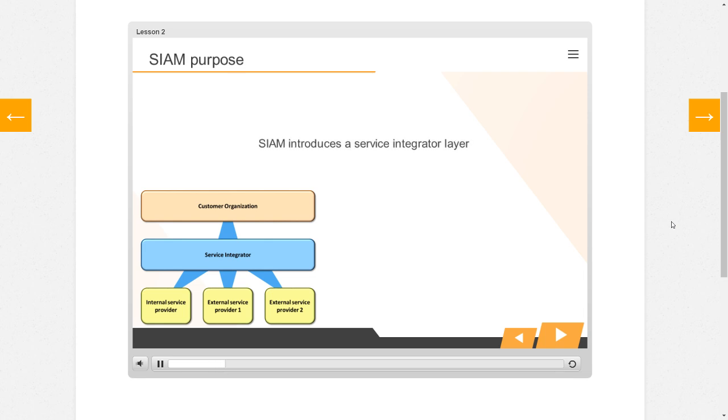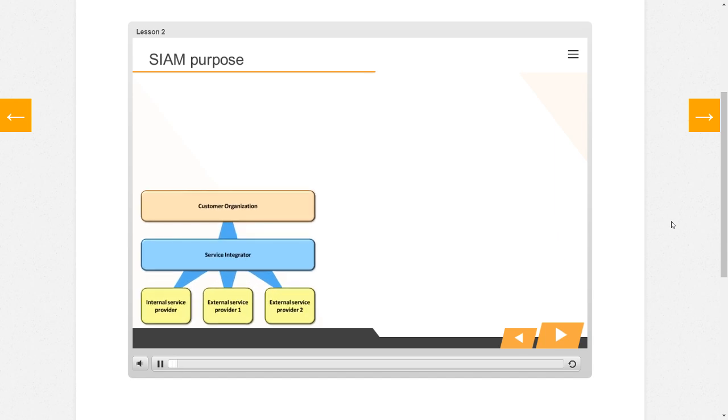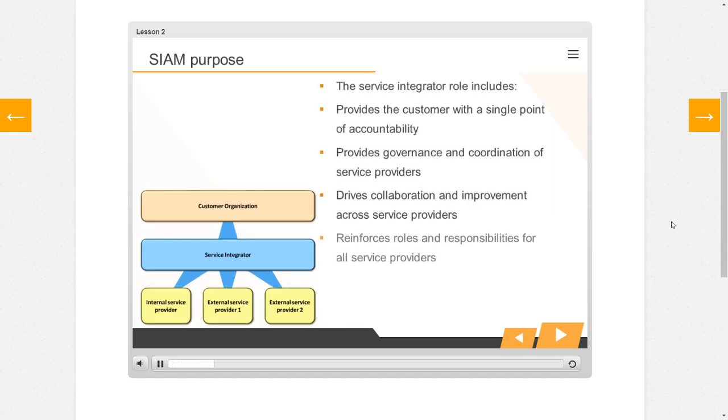In Lesson 1, you learned how SIAM introduces a service integrator layer that sits between the customer organization and its service providers. When we study the purpose of SIAM, we need to think about the role of the service integrator and the benefits it delivers. You can see some examples of the service integrator role on screen now.